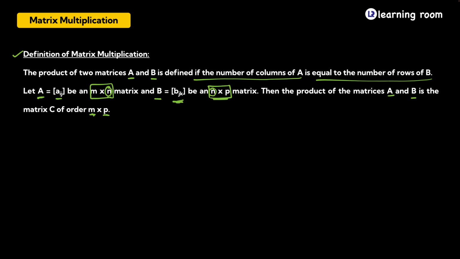I told you what we are supposed to do. You take the elements of the first matrix A row wise, multiply them with the elements of the second matrix column wise, and add them, right? So I can make a note of this.